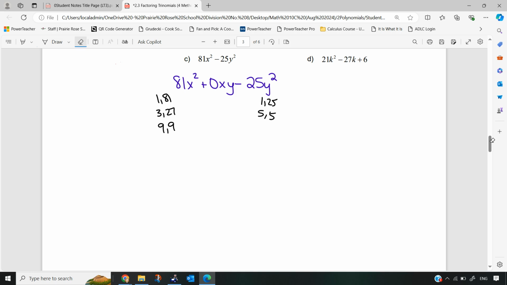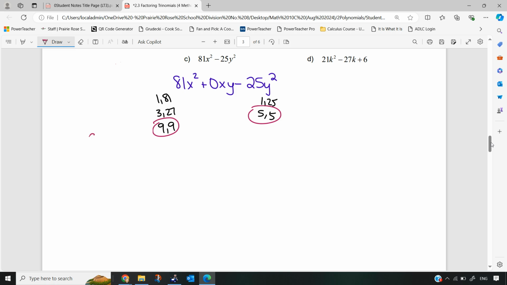However, you may have recognized that this is a difference of squares. Two terms, subtraction sign in between, and both terms are perfect squares. So that might help us pick out our numbers. If it's a difference of squares, that means we're probably looking for the same numbers. That would be 9 and 5.